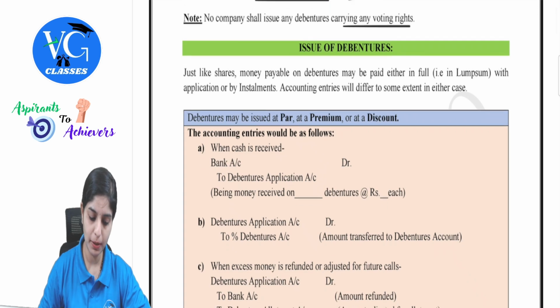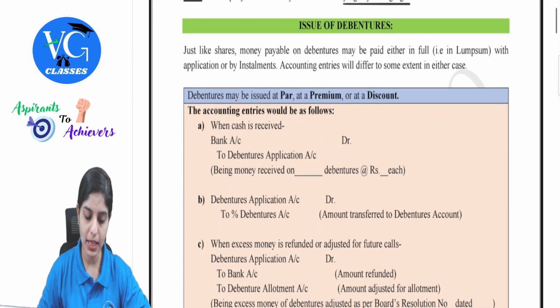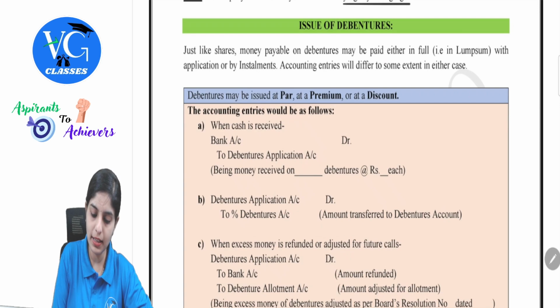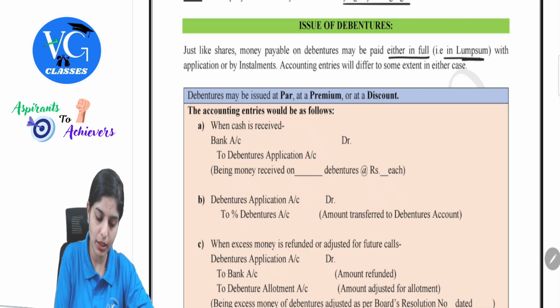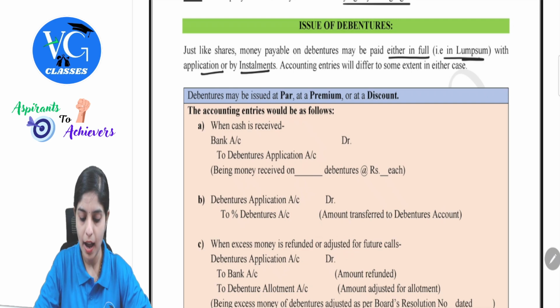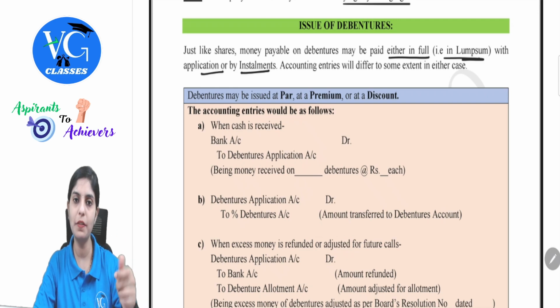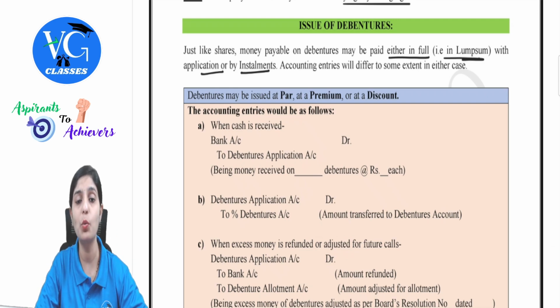Next, issue of debentures. Just like shares, money payable on debentures may be paid either in full, that is in lump sum, or in installments. Remember, in shares also we understood this, either with application or by installments. Accounting entries will differ to some extent in either case. There is just a minute difference with respect to the account names. Rest all the concept is the same.